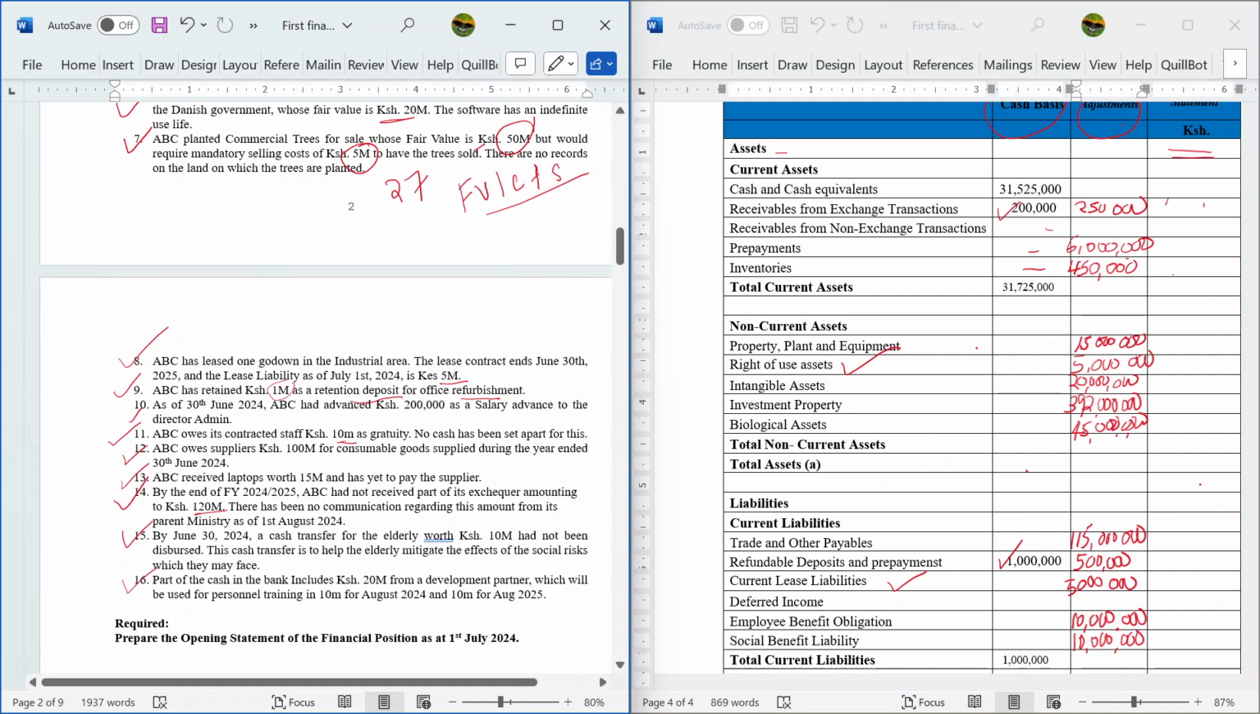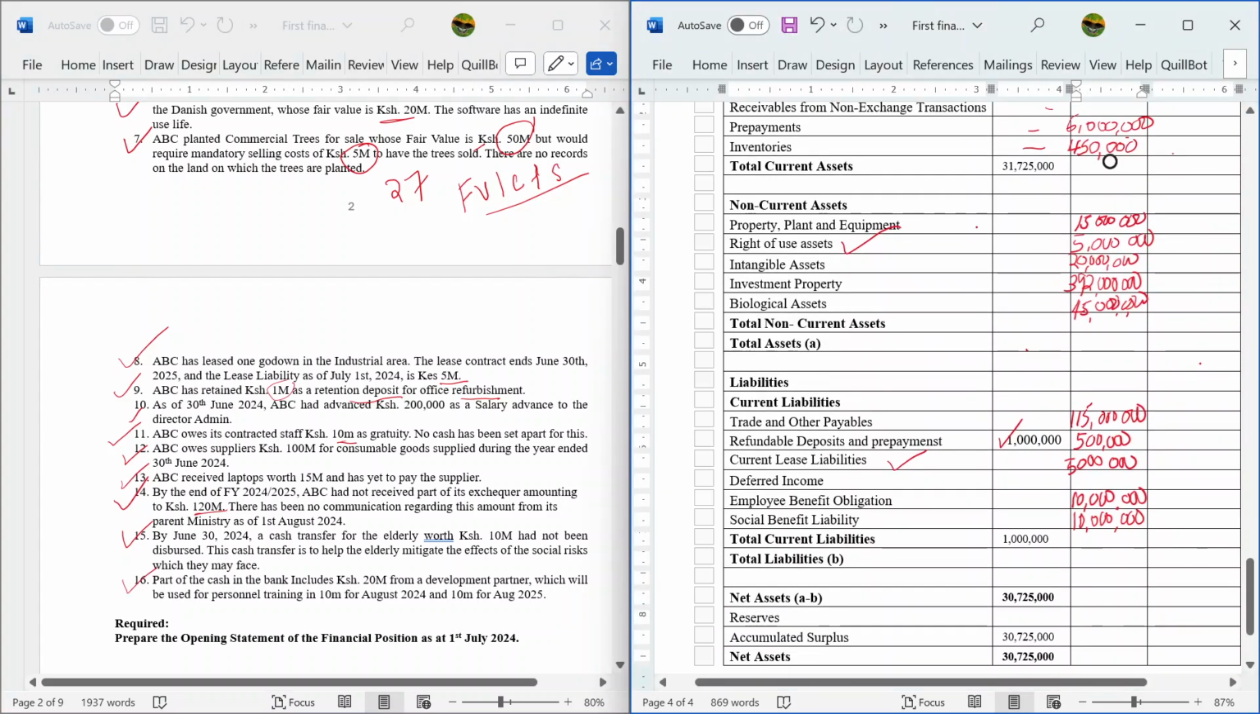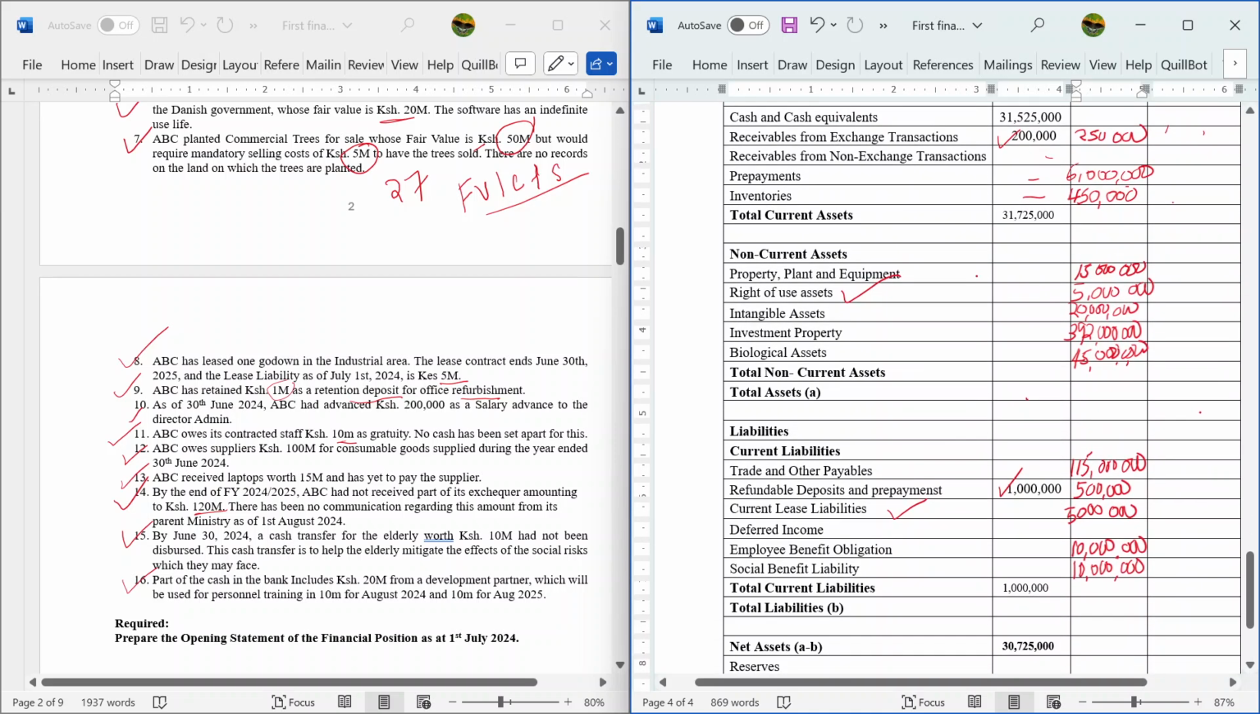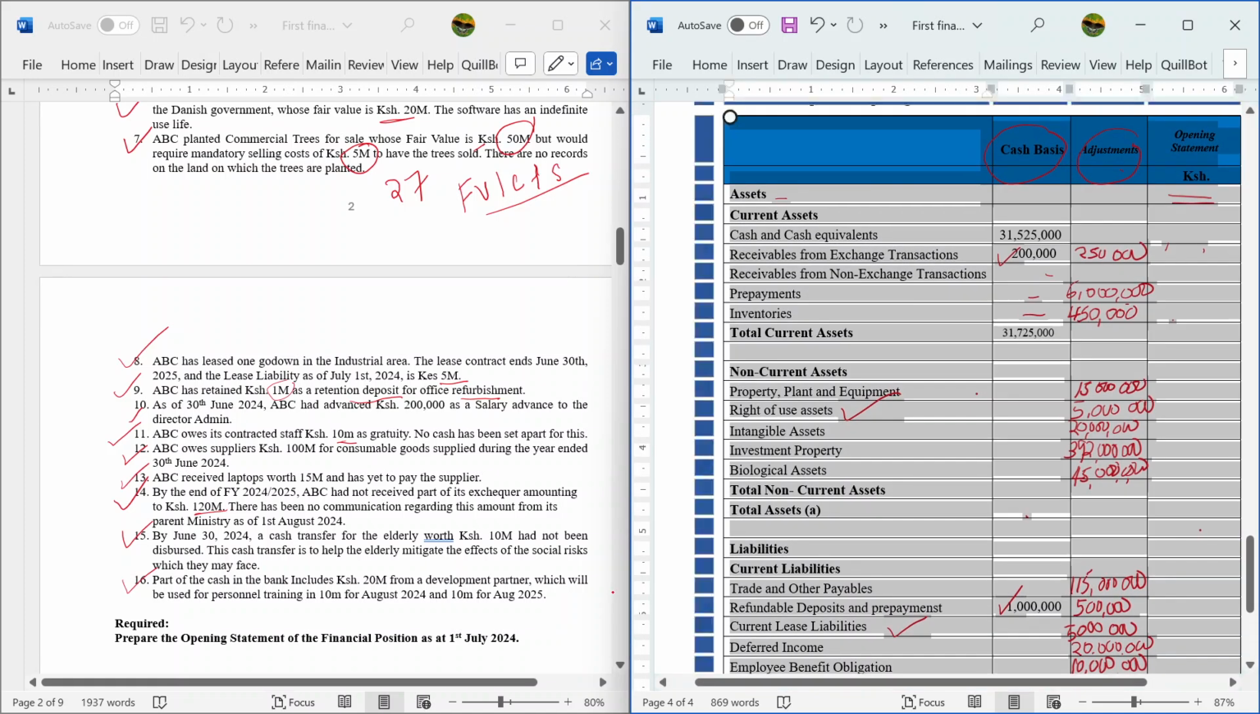And finally, our final adjustment is part of the cash in the bank. You have the 30 million you have in the bank. 20 million is from a development partner which will be used for personal training. So there is a condition and you are told to use it for personal training by August 24, 10 million, and another 10 million for 2025. So that one we will treat as deferred income because there is a condition attached to it, and as you fulfill those conditions, then you will recognize it as revenue.